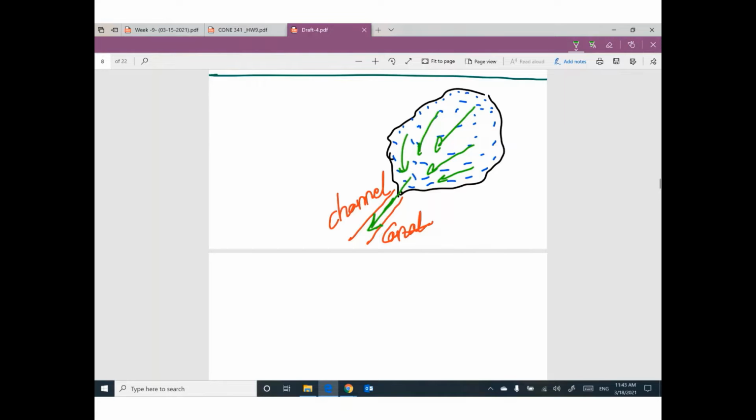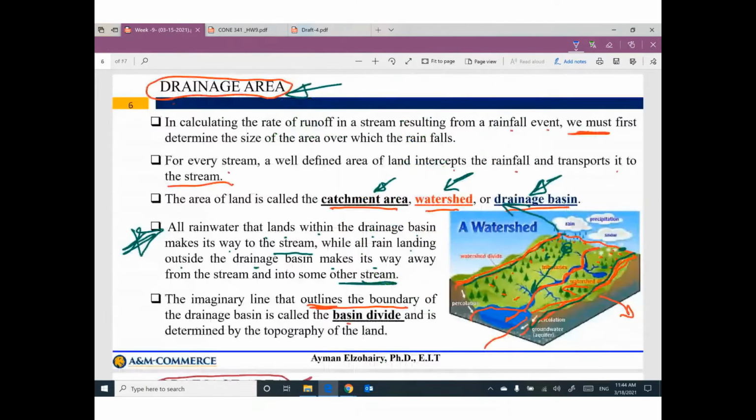The topographic shape of this area of land will allow each drop of water to flow to this stream, the third name. So we have a channel, canal, or stream. This area of land can be called drainage area. If you have a drop of water here outside this drainage area, believe me, this drop of water will flow in a different direction. So this expression is very important.